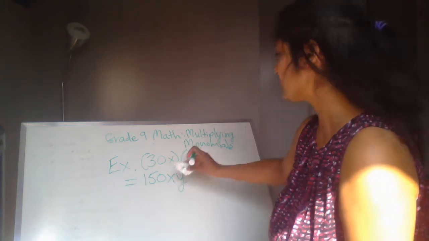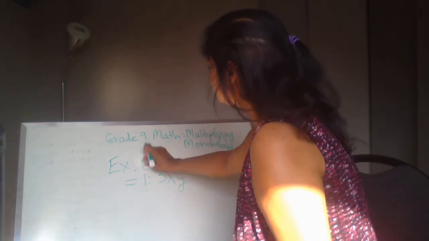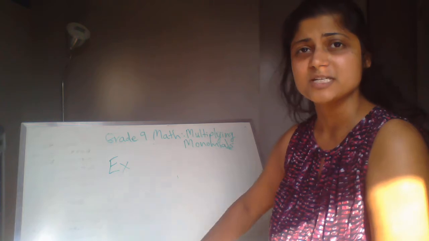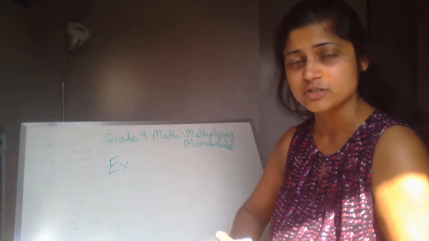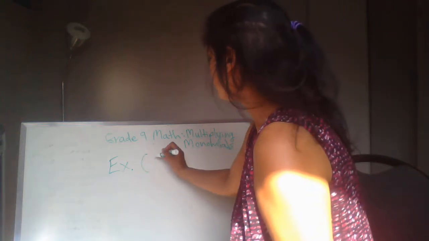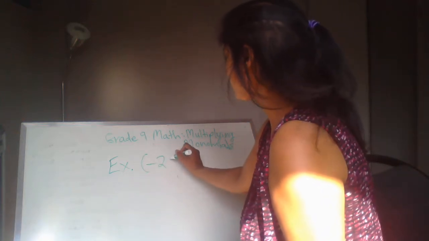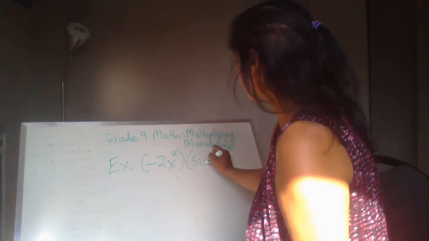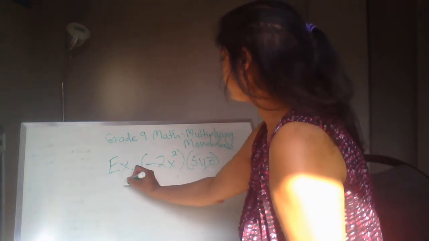Okay, so let's try one more example. And again, make sure you're doing a lot of different examples, okay? Take your textbook and do at least 10 questions from the section to make sure you understand the concept. So we're going to put a negative sign here. We're going to do a negative 2x squared times 5yz.